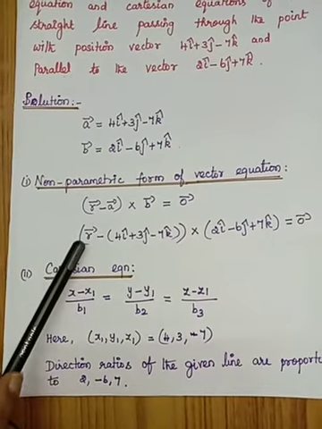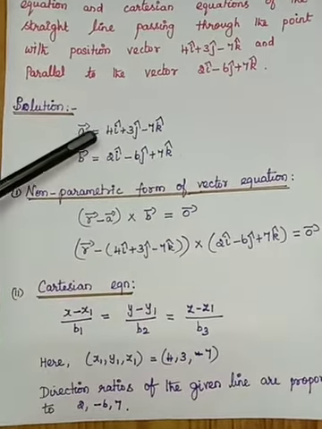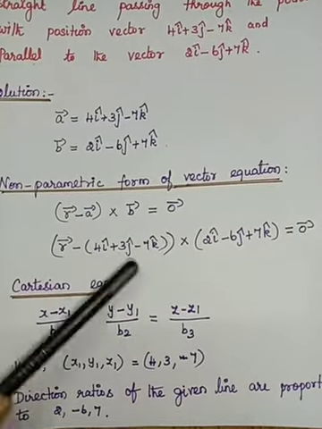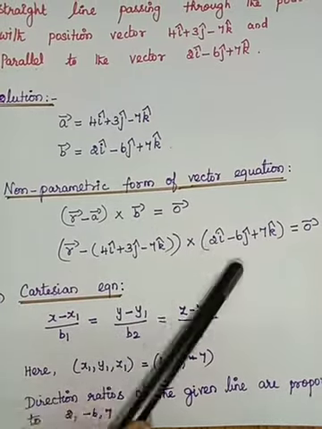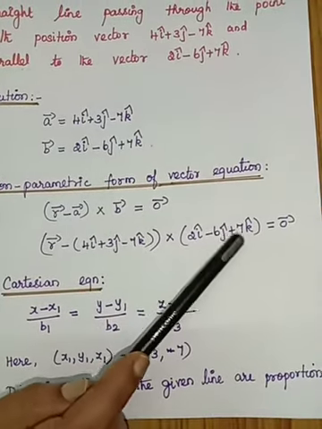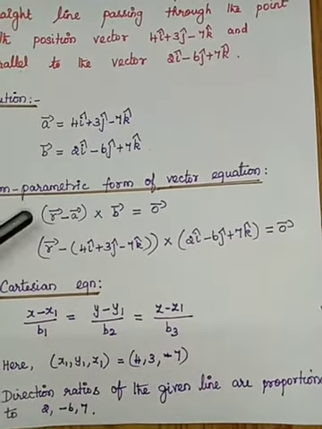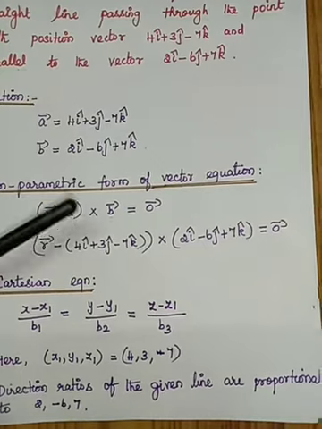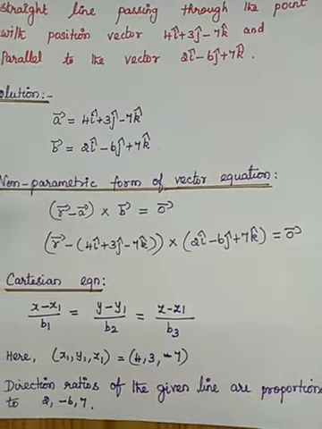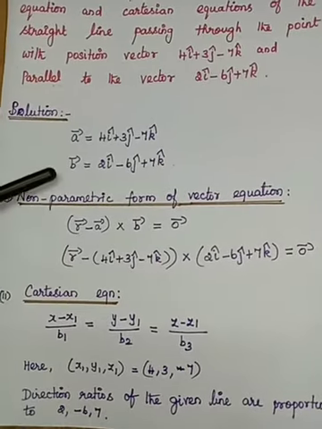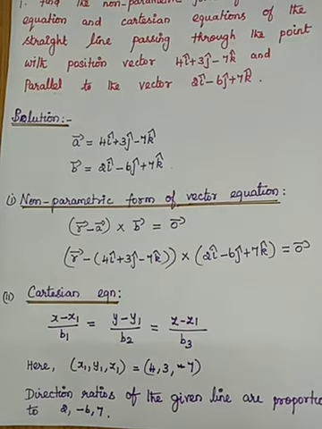So R vector is written as it is, minus the A vector. This is your A vector, you have to substitute. Then cross B vector: in the place of B vector, you have to substitute 2i cap minus 6j cap plus 7k cap, is equal to 0 vector. So write the formula and substitute the A vector and B vector. Here, A vector is the position vector of the passing point, and B vector is the parallel vector to the straight line.